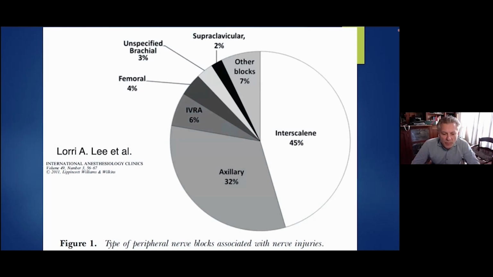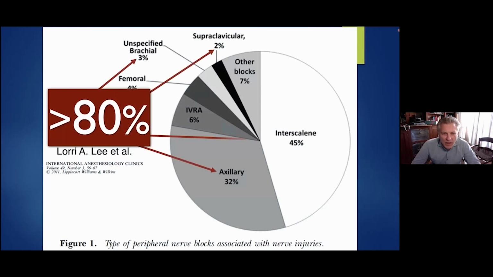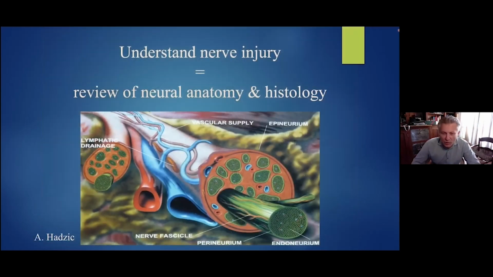When we look at the type of peripheral nerve block associated with nerve injury, we see that more than 80% are located in the brachial plexus. Of those 80%, half are interscalene blocks, and almost the rest are axillary blocks. That's quite important to know. Let's have a look at why there is that difference between upper and lower limb. To understand that, we need to review a little bit of the neural anatomy and histology.